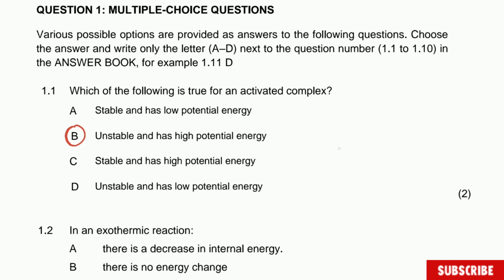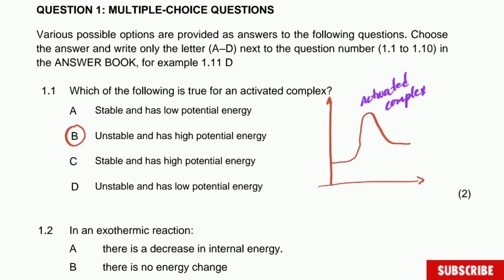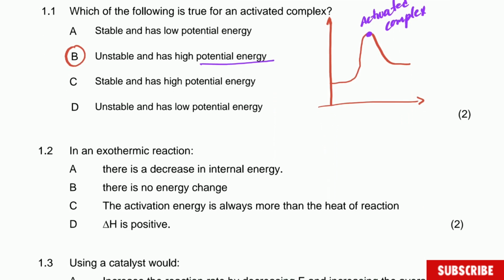Remember, the activated complex, if you have the graph, like for instance this graph here, whether exothermic or endothermic, the activated complex is always the top. So the activated complex is always there on top, where the potential energy is very high. So the correct answer is B. Let's go to question 1.2.